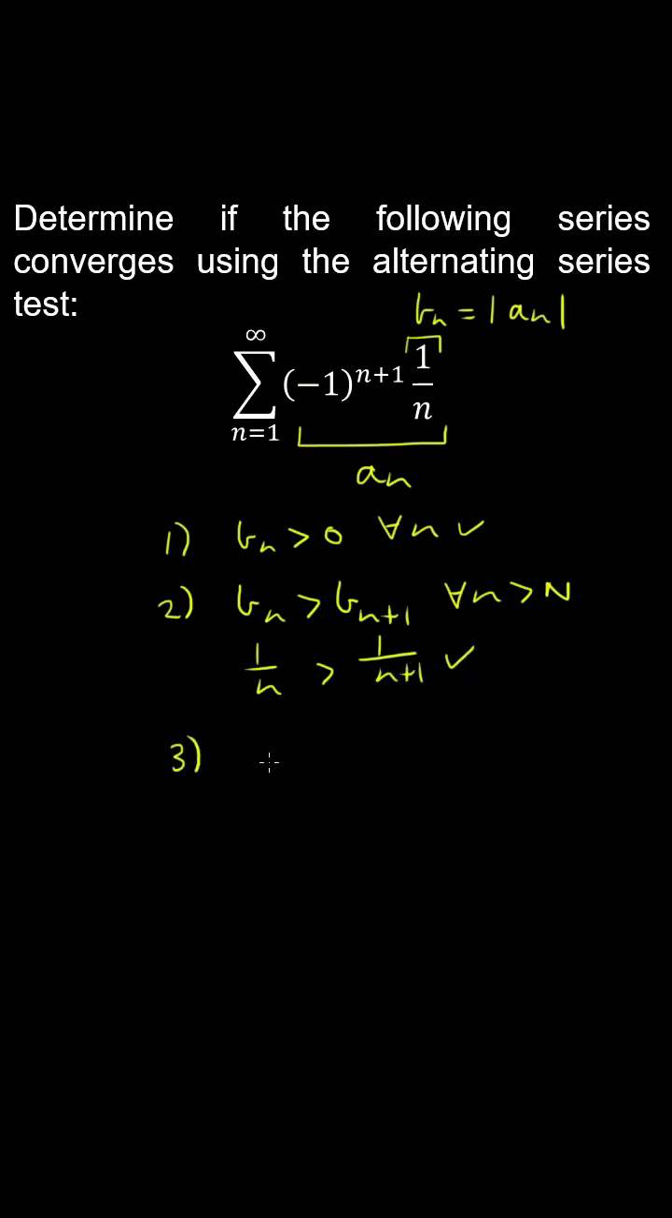And the third rule states that the limit of B_n as n goes to infinity is equal to 0. And this is also true. Then this series converges by the alternating series test. And interestingly, we found previously that the harmonic series diverges.